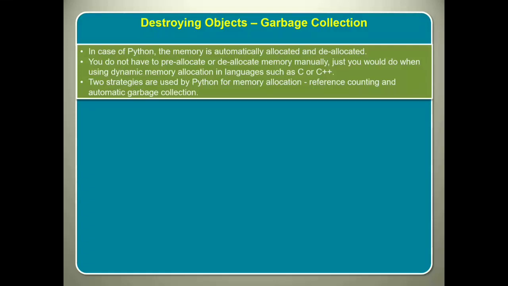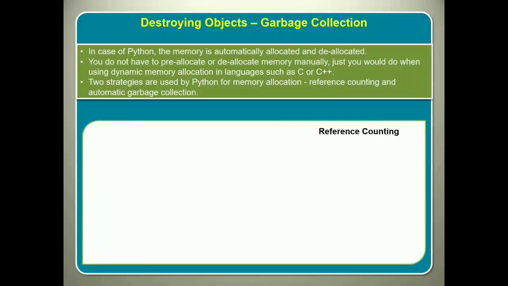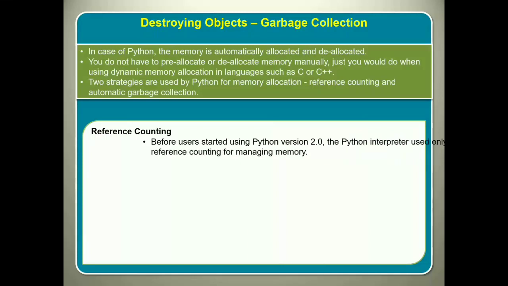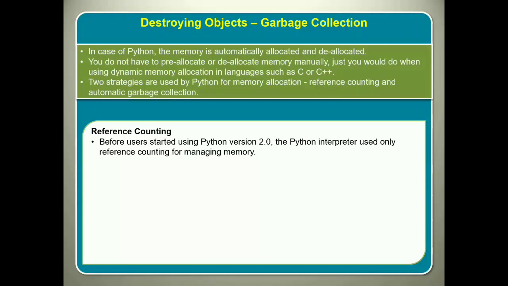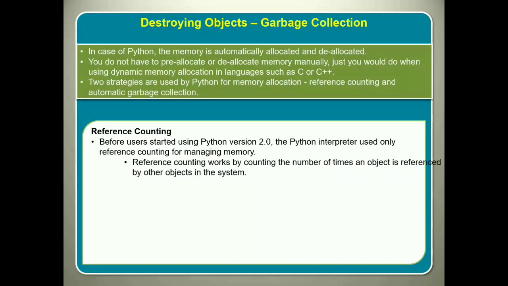Let us know about them. The first is reference counting. Before users started using Python version 2.0, the Python interpreter used only reference counting for managing memory. Reference counting works by counting the number of times an object is referenced by other objects in the system.